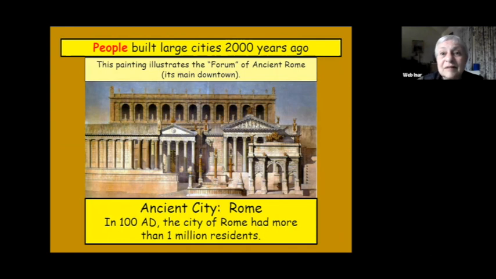Another of the magnificent cities of the past. This one a little bit closer to us in time, but still 100 AD, an ancient city. The city of Rome in 100 AD had 1 million residents. The painting shows the amazing architecture of the Forum, sort of the downtown of ancient Rome.